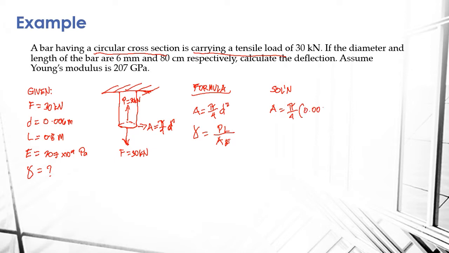0.006 meters squared na siya, so di na nato siya isolve. Ato na lang siyang idiretso substitute dito sa atong formula sa elongation. So, elongation niya is equal to PL over AE. So yung P, P is equal to F, so 30,000 newtons, times the length niya nga 0.8 meters, over area.